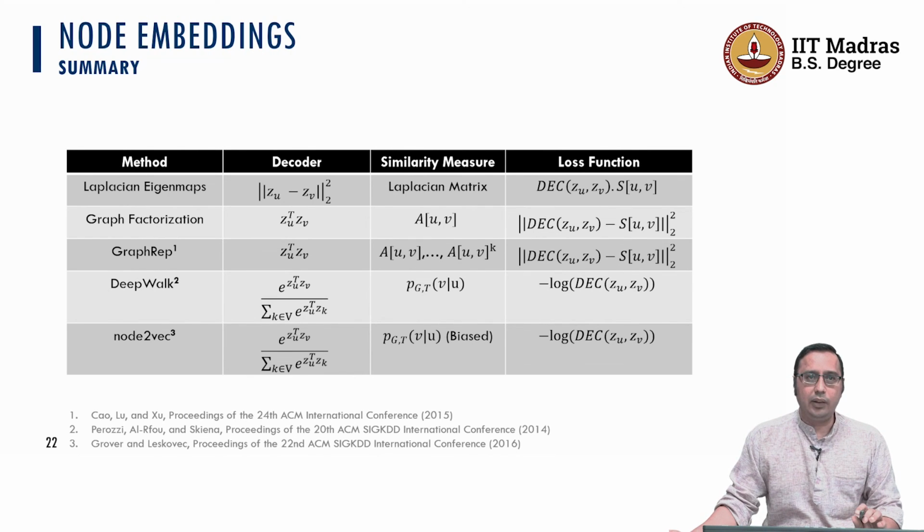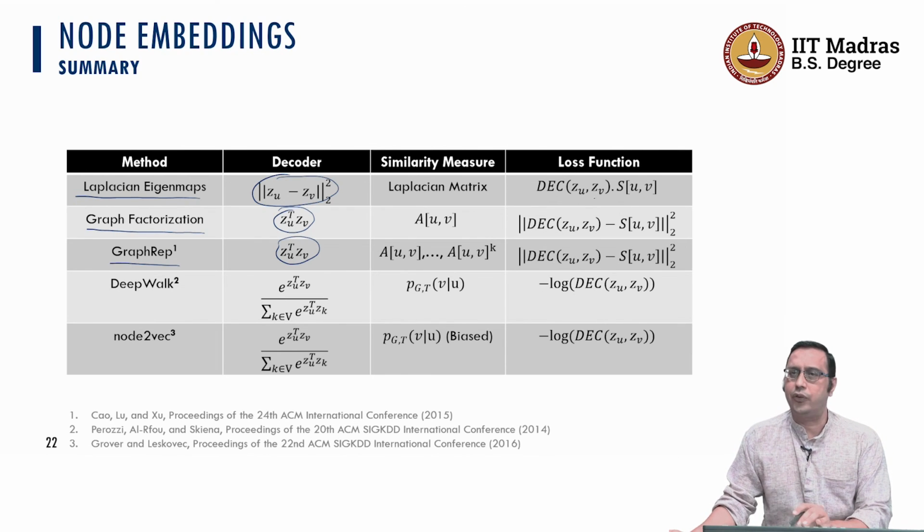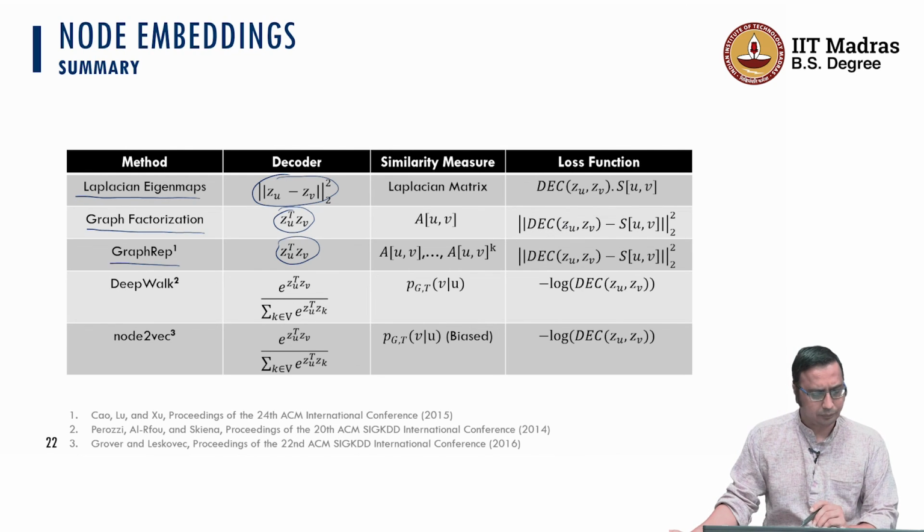Here I am summarizing all the methods which we have studied or mentioned in this lecture. The first one we looked at was graph factorization. Then we looked at GraRep. We looked at HOPE. We also looked at Laplacian eigenmaps, and we saw that the decoder types are a bit different from one factorization method to another, and also the similarity matrix, and somewhere the loss function is a little bit different from one to another.